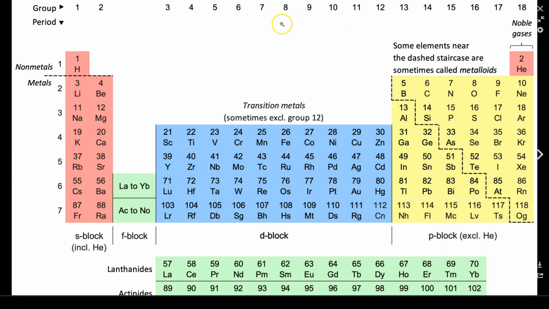So let's do that one more time. How many electrons in this first group? 1. How many valence electrons in the second group? 2. Skip a few. How many valence electrons here? 3. How many valence electrons here? 4. 5, 6, 7, and 8.